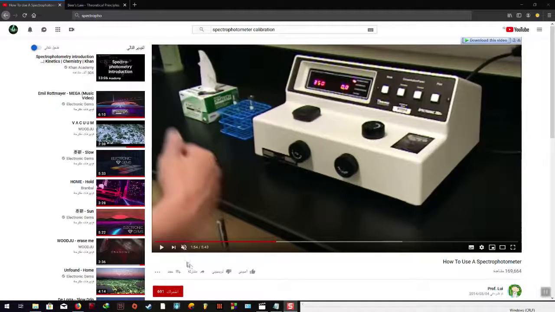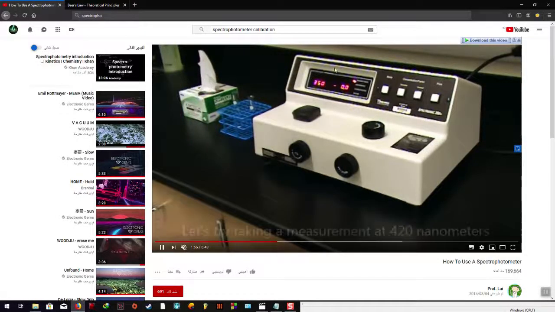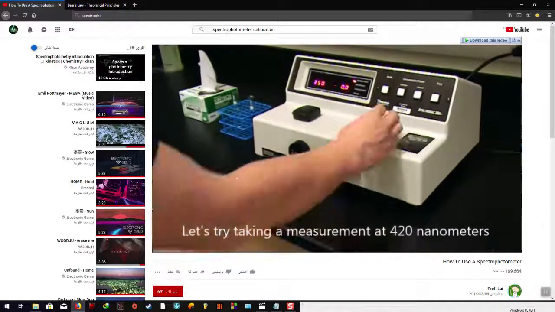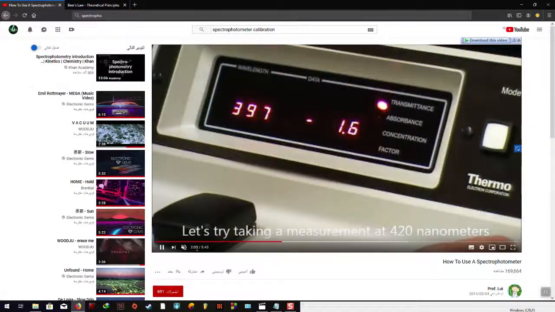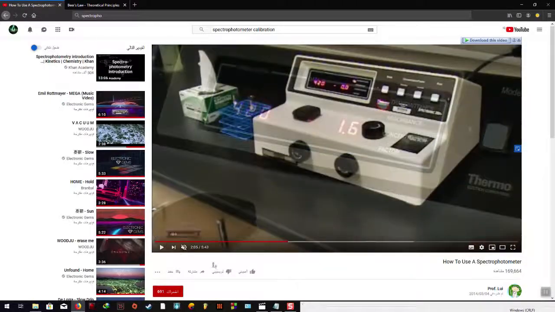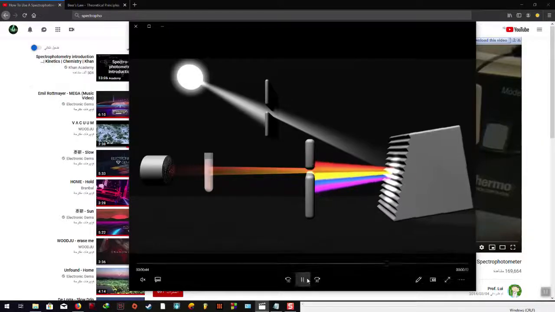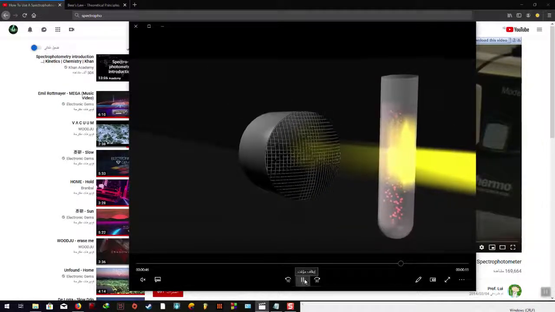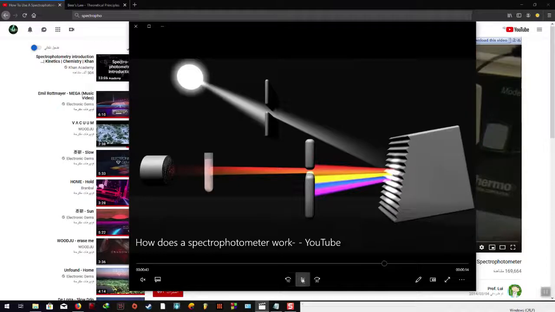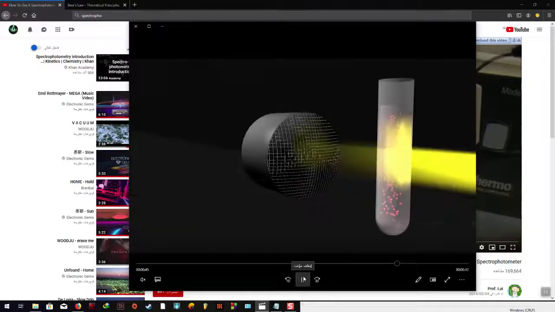Okay, so let's start with the procedure, or how to read the spectrophotometer. As we say, we have the spectrophotometer. Let's say, for example, take the measurement at 420 nanometers. Here we are adjusting the knob to reach the specific nanometer, by changing this in this direction, for example, this is what will happen inside the spectrophotometer, we change it.